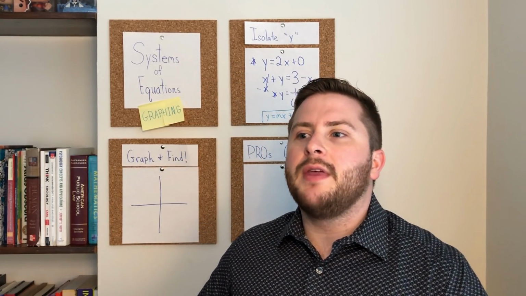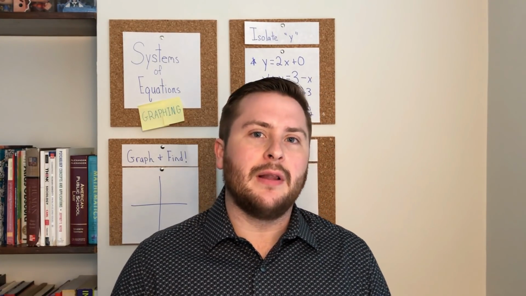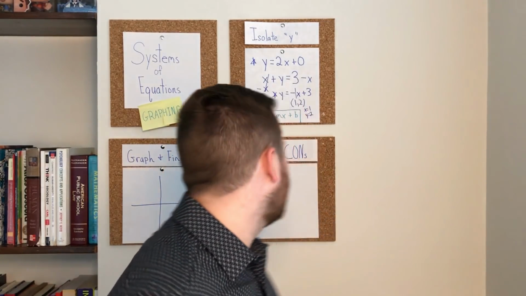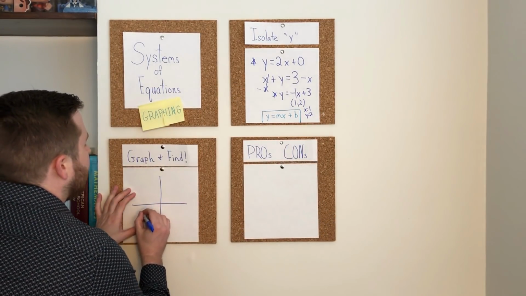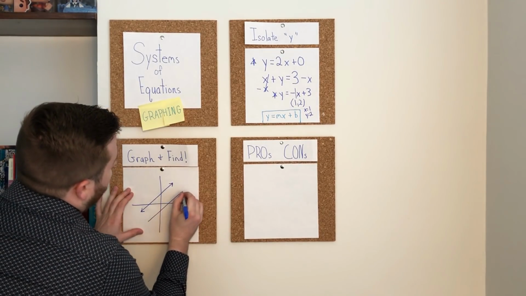So if you think back, when we were first learning to graph lines, we realized that when slopes, or the m, were the same, the lines were parallel. So when we have two lines that are parallel, let's say we were to graph our lines and they're parallel.